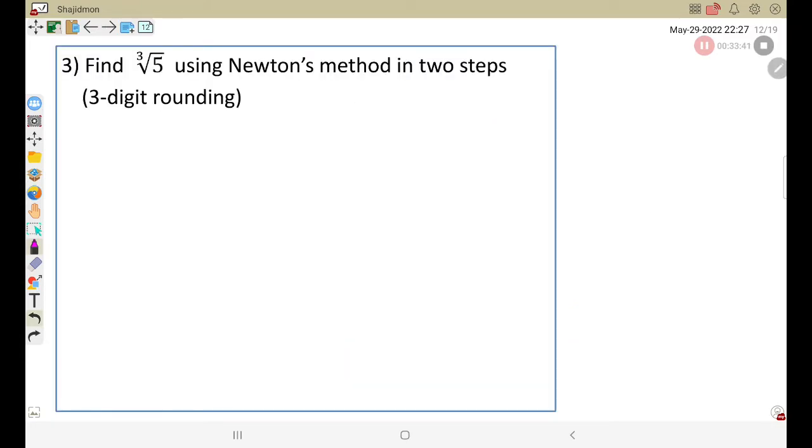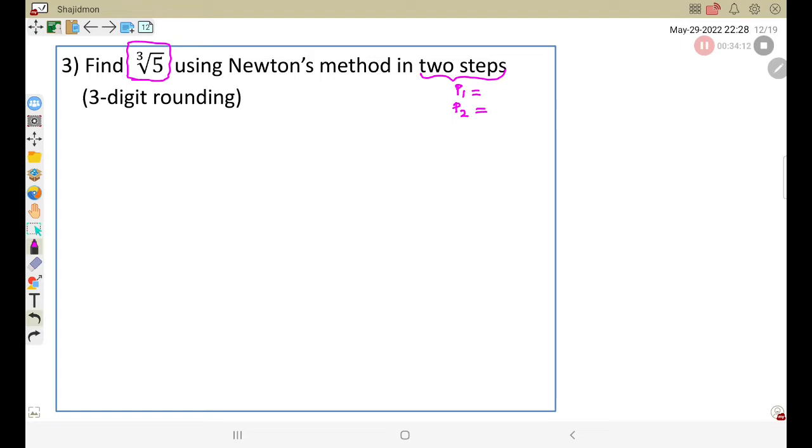Now we will go to the third question. Find the value of cube root 5 using Newton's method in 2 steps. In 2 steps means calculate P1 and calculate P2. Find P1 and P2, that is the meaning of 2 steps. Find cube root of 5. Only one number is given.